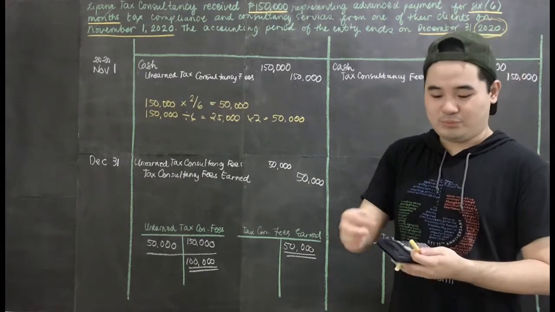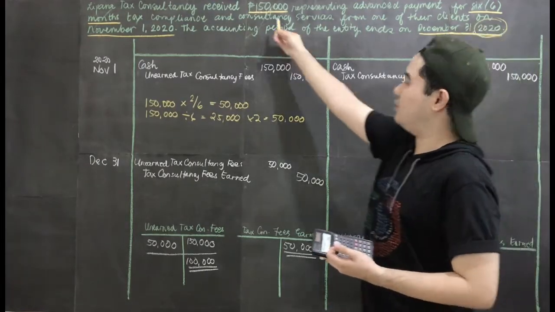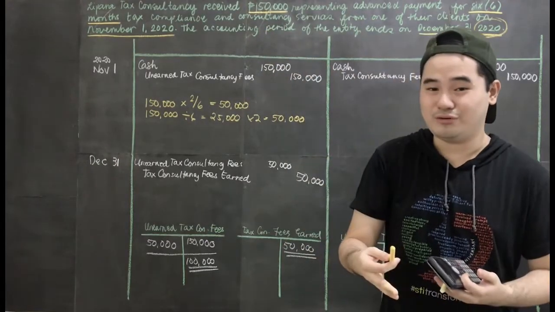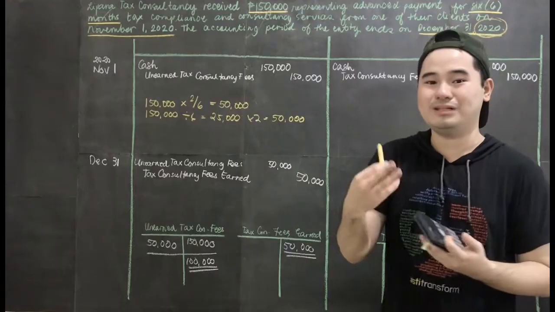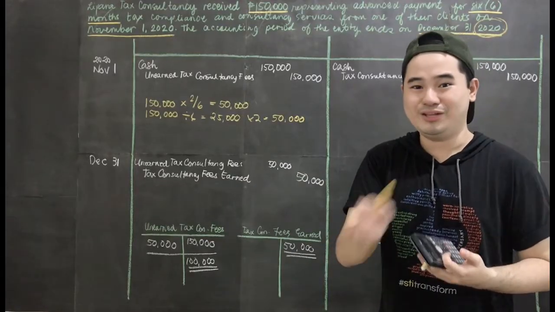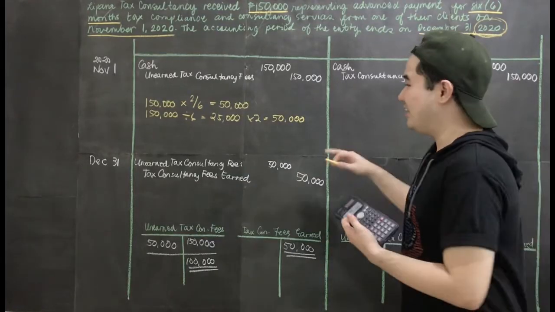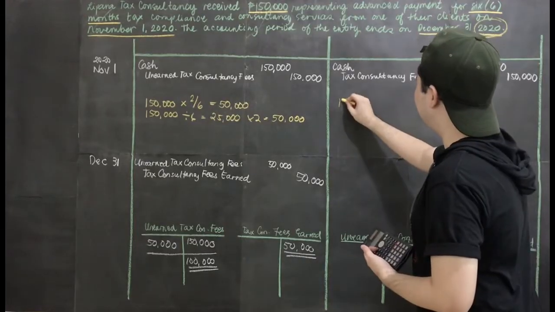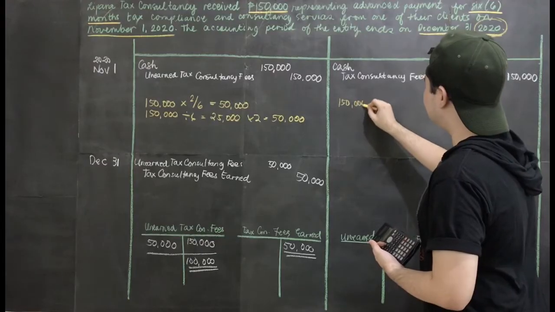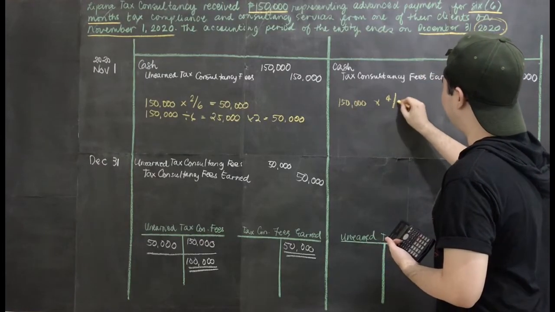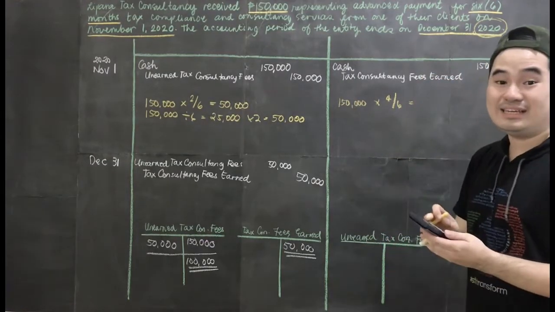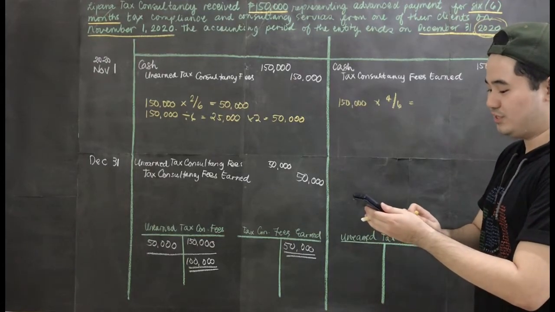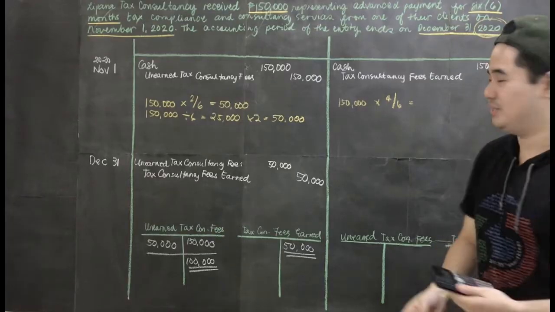So in this way, if 150,000 was the advance payment of the customers, and then only 2 months were earned, so the unearned is 4 months. So our analysis would be reversed, okay? So we will do it like this, 150,000 multiplied by 4/6. That is the remaining unearned portion. So 150,000 times 4/6, that will give you 100,000.